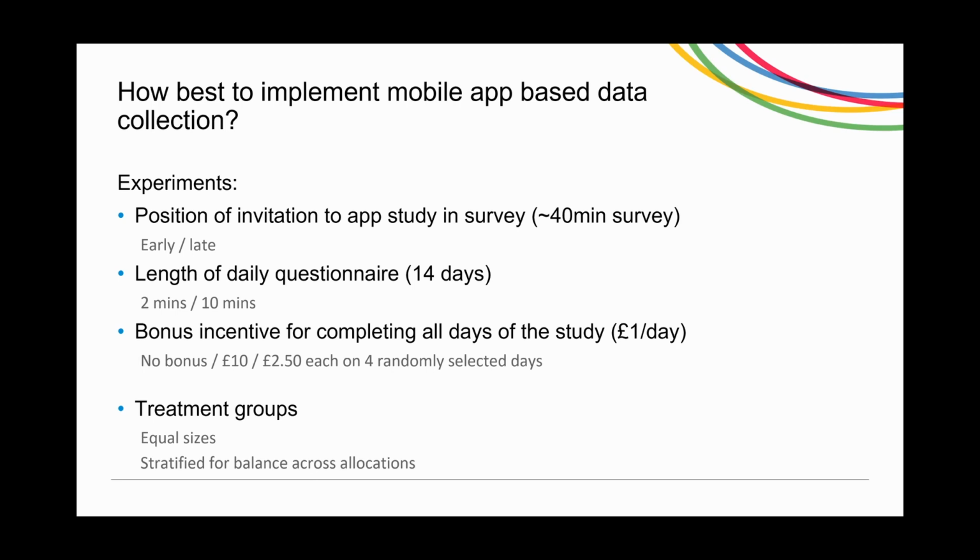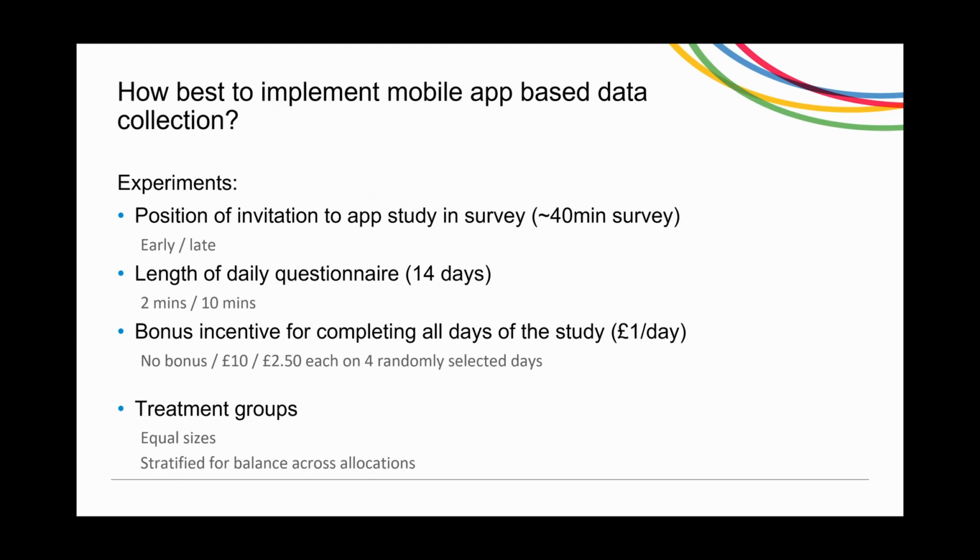And then the third experiment was with the bonus. So everybody got £1 for every day on which they completed the survey. And then a third got no additional bonus. A third were told that they would get £10 if they completed every day. And another third were told that they could get up to an additional £10 if they completed every day. So what happened here was that we randomly pre-selected 4 days, and if they happened to complete the app on that day, they got a pop-up message saying, "Congratulations, you've earned another £2.50."